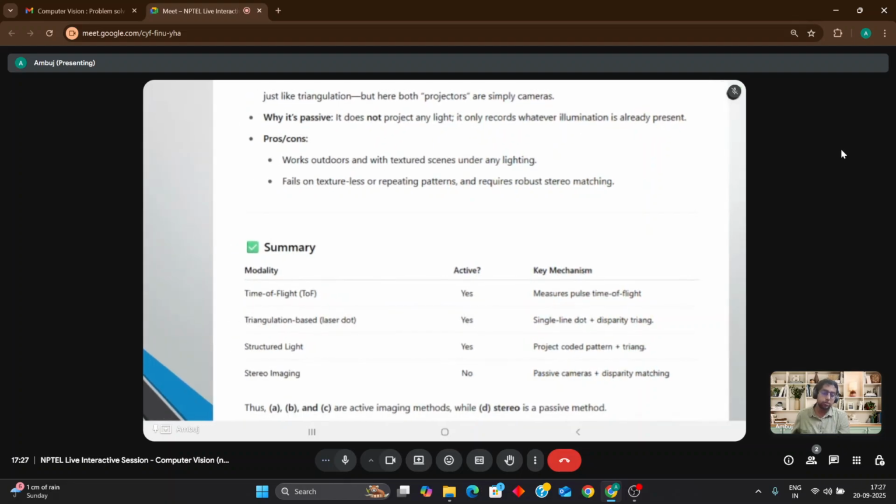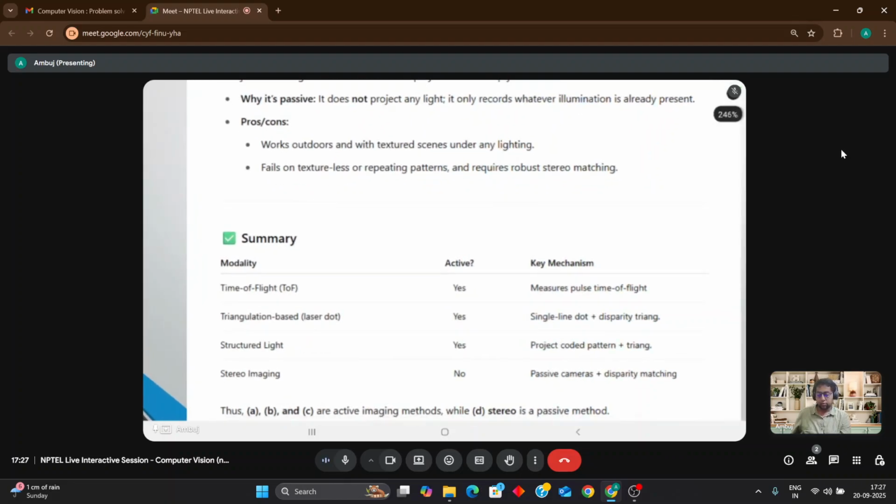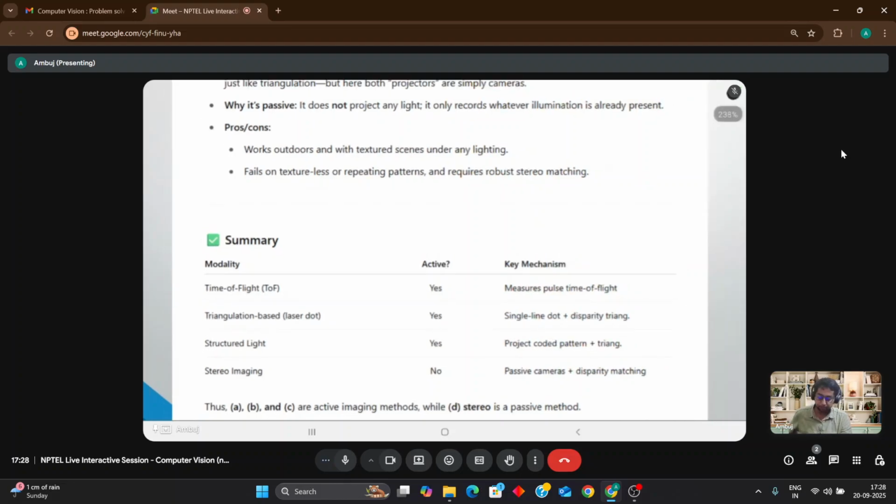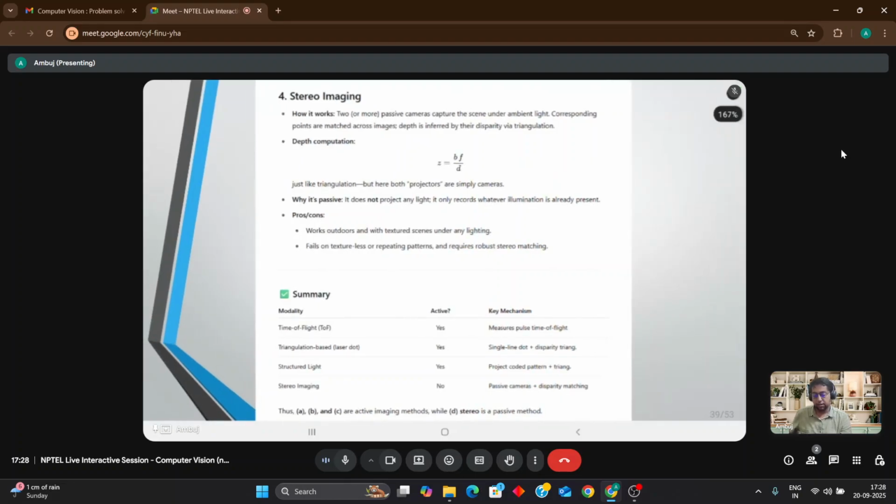It requires robust matching. So yes, ToF sensing is active. Triangulation-based is active. Structured light is active, but stereo imaging is not active. It is passive sensing, because it requires passive cameras and disparity matching. A, B, and C are active. D is passive.